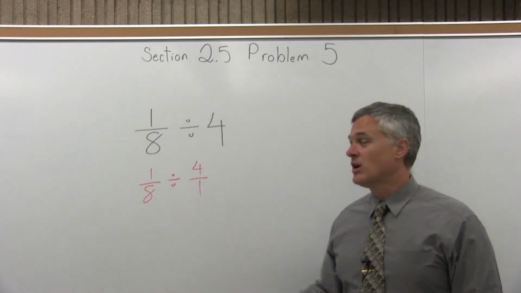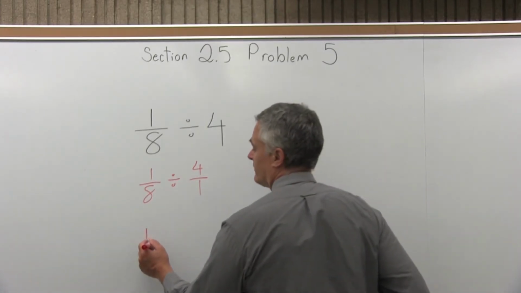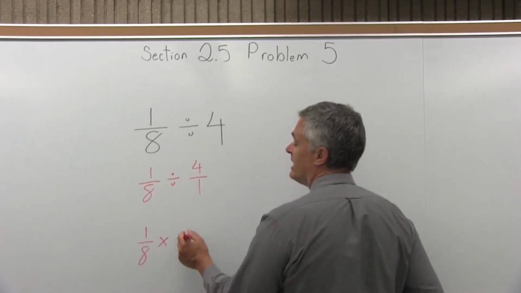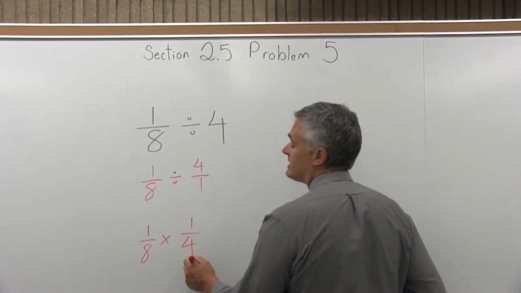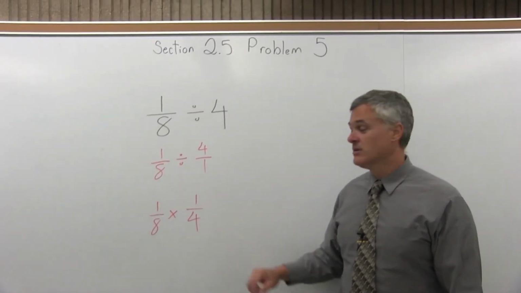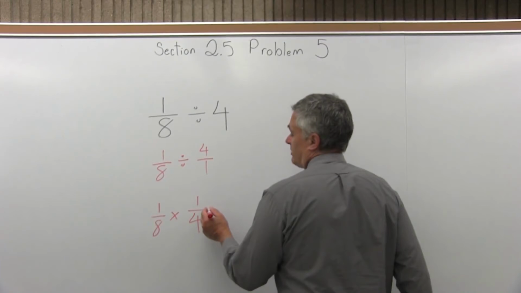Now I can go ahead and do the problem the way I ordinarily would. Leave the first fraction the way it is. It'll stay 1/8. Change the problem to a multiplication, and then invert the second fraction. So that 4/1 flips to 1/4. And now I just multiply the two fractions.